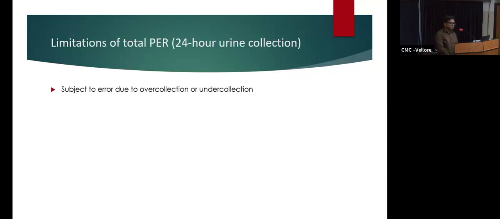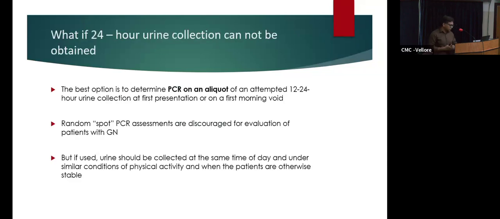So there are limitations also. We know the 24-hour limitations: it might be under-collected because they are not following the strict timing, so it might be under-collected or over-collected. What if we don't have this 24-hour collection? Then we can use a PCR. Spot PCR assessments we are not using that much for the assessment of glomerular diseases, because for glomerular diseases the 24-hour collection is the gold standard. But if you use it, urine should be collected at the same time. If you are monitoring PCR every time, it should be collected at the same time of day under similar conditions for monitoring the glomerular disease.